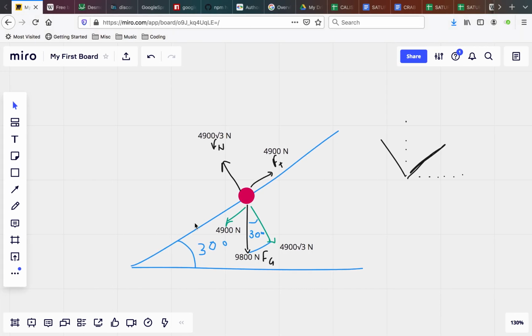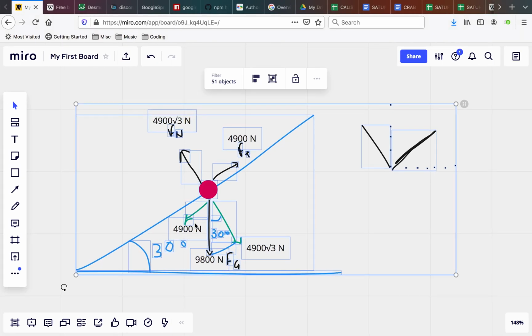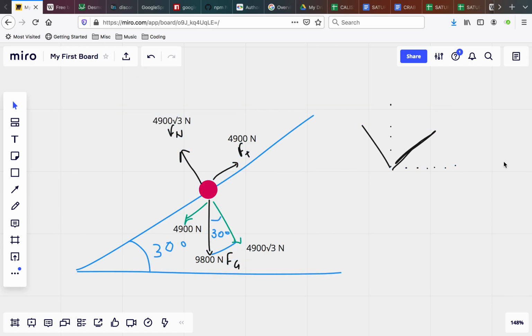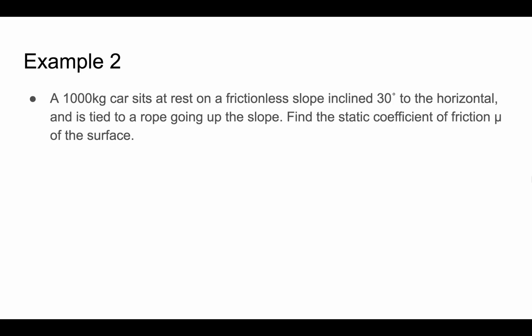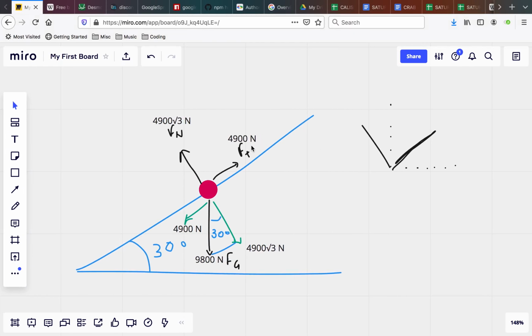Okay, example 2. Or I will deselect these because it's really much the same. So now we're cutting the tension and replacing it with friction. And what we want to do is find the coefficient of friction. Because the problem setup is basically much the same as last time, we know that all these forces are the same, we know that this normal force is the same, and we know that this has to be the friction force.